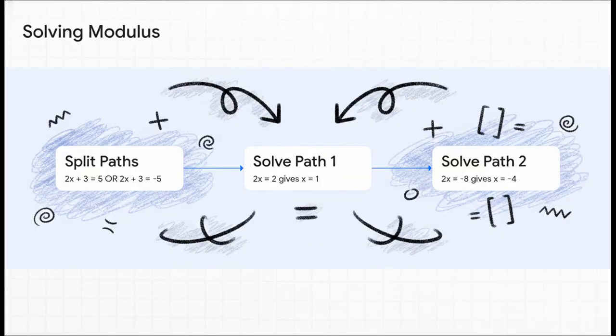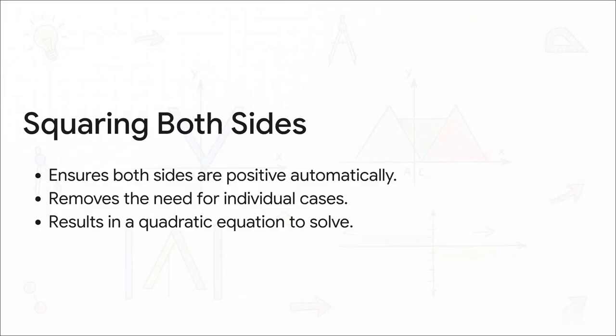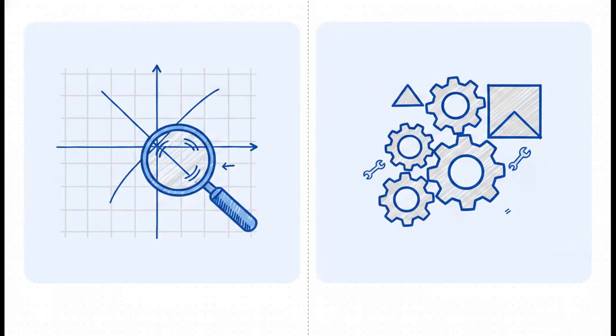You literally split the equation into two separate paths, positive and negative. Or you can just square both sides. This forces everything to be positive and totally skips those separate cases. Graphs give us awesome visuals, but you absolutely need algebra to calculate precise spots when coordinates aren't perfect integers.